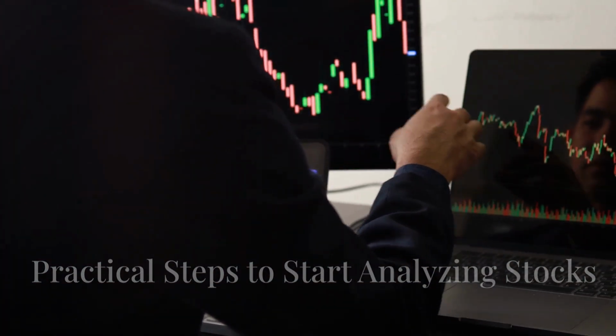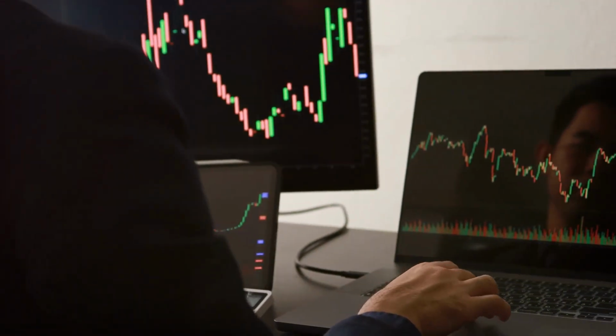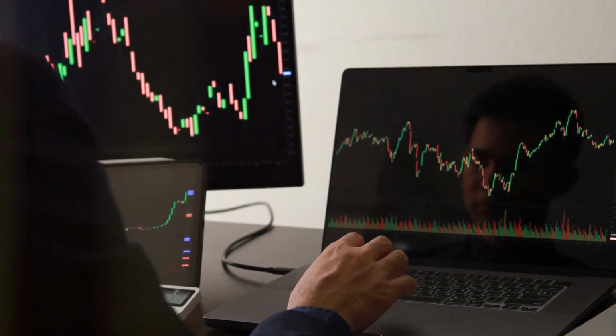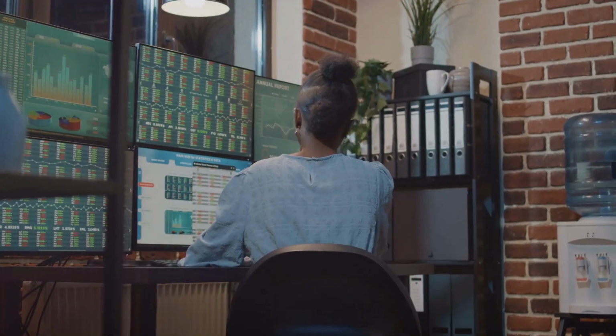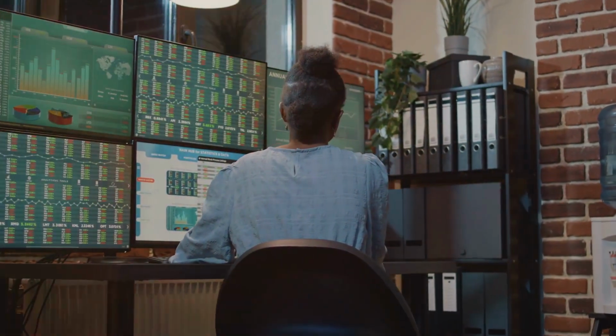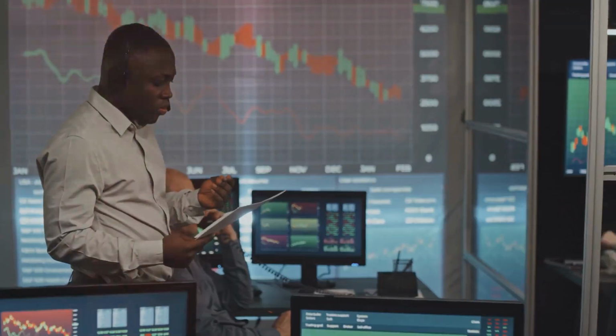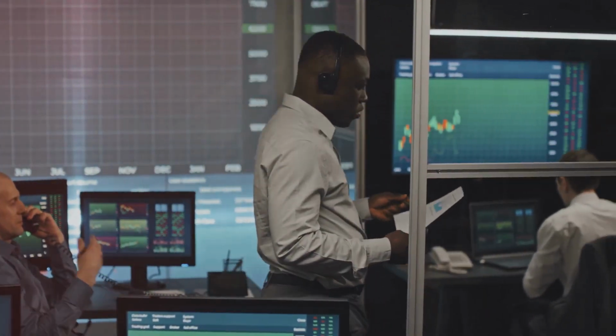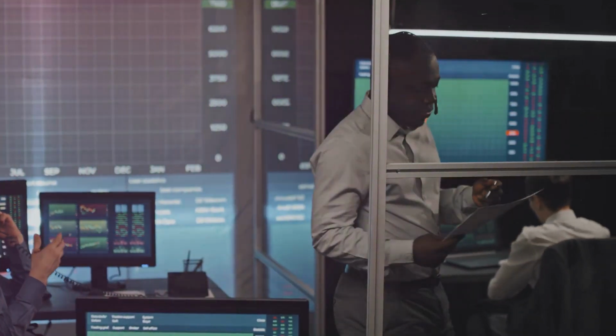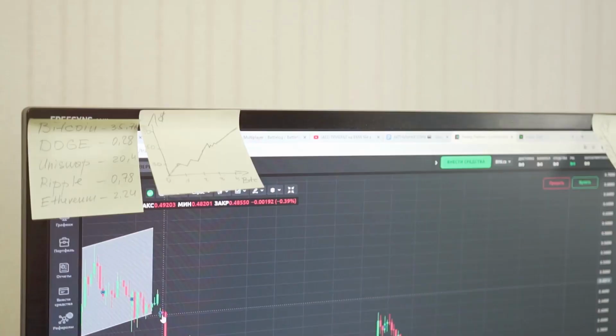Now that you have a solid understanding of stock analysis, here are some practical steps to get started. Choose a brokerage that suits your needs and open an investment account. Ensure it offers the tools and resources necessary for stock analysis. Use the fundamental and technical analysis techniques we've discussed to research and select stocks. Start with companies you know and gradually expand your research.